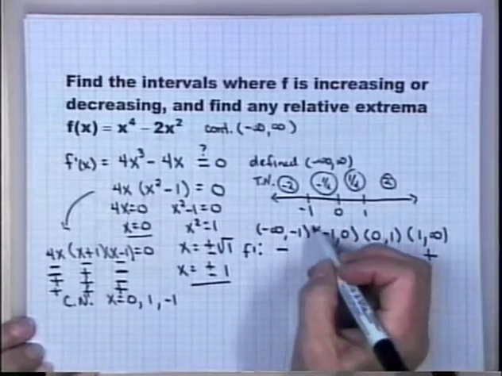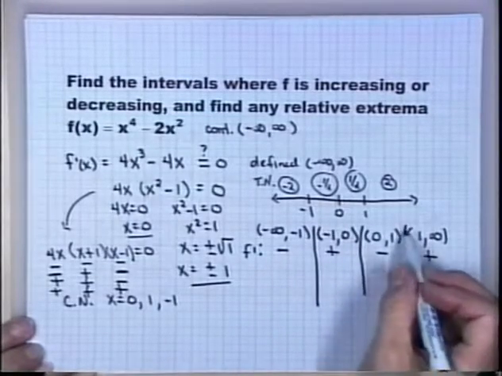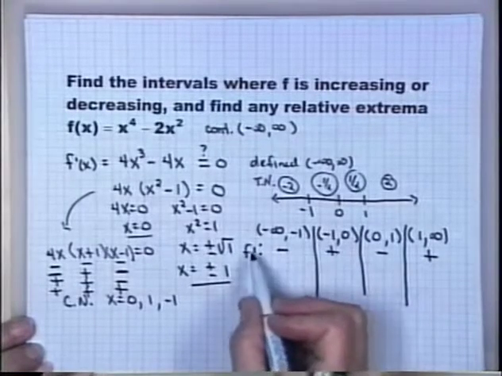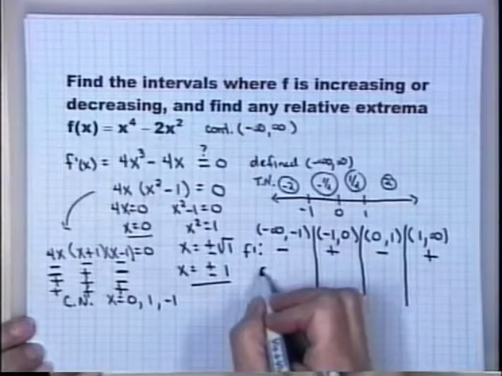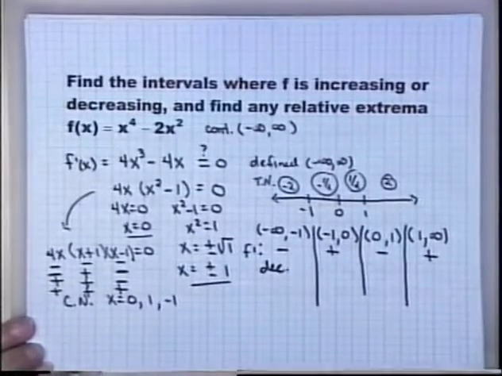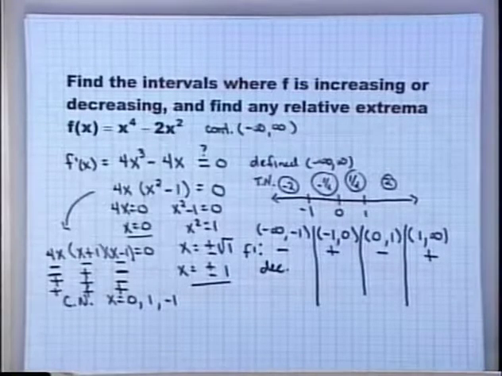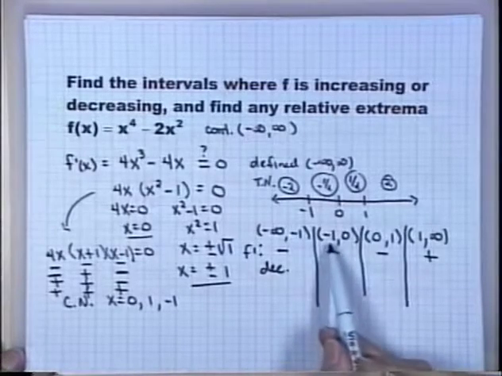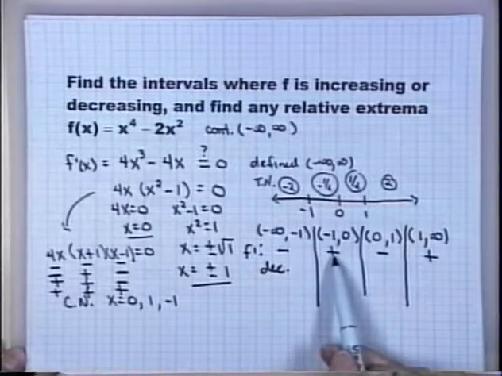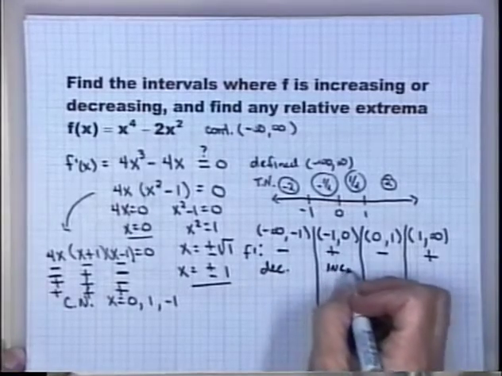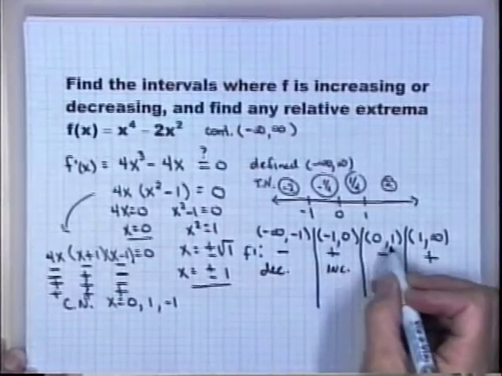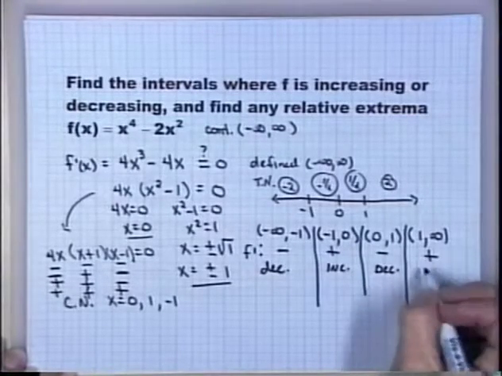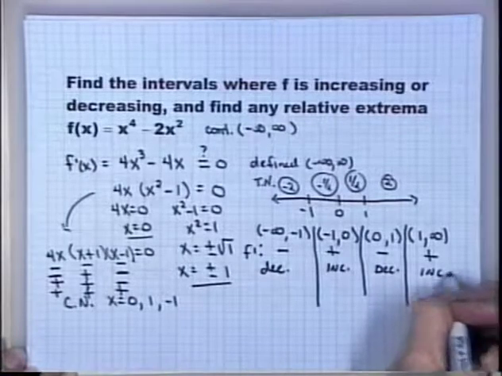Now, what we have discovered here is for all of the x values between negative infinity and negative 1, my first derivative is negative, which says my function is decreasing. On this second interval, we found that between x equals negative 1 and x equals 0, my first derivative is positive, so I'm increasing on that interval. Again, my derivative went to negative, so in this interval from 0 to 1, we're decreasing. And finally, then we're increasing again.